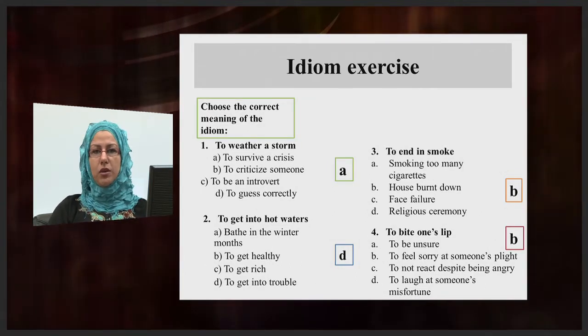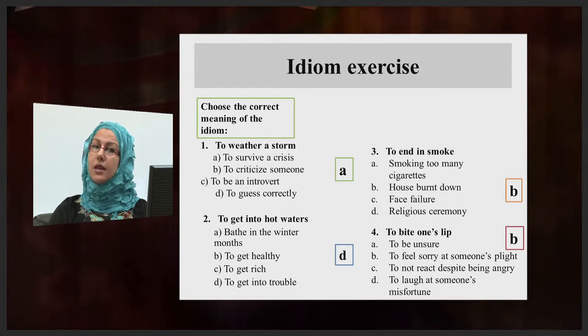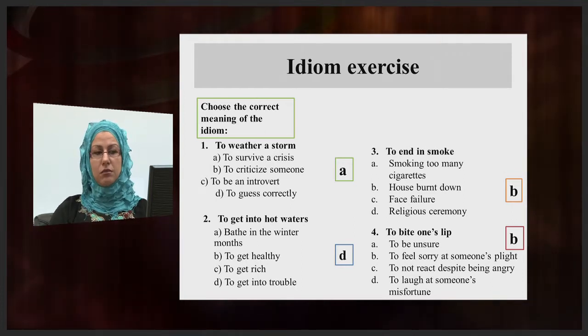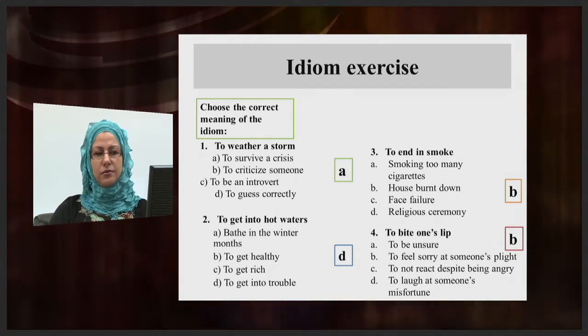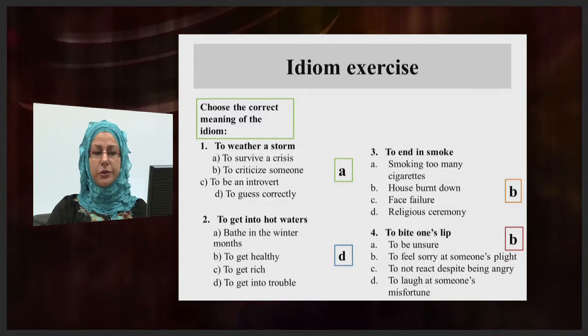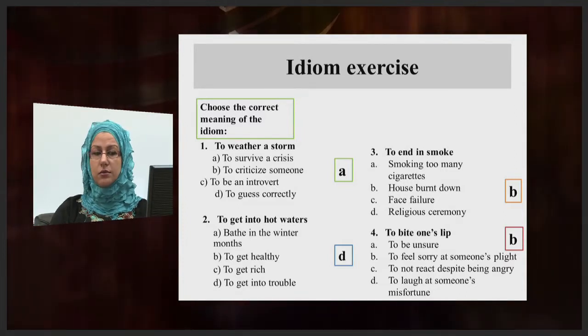To end in smoke. After that incident, the house ended in smoke. Does that mean smoking too many cigarettes? Or a house burned down? Or face failure? Or religious ceremony? It's an incident. After that incident, the house ended in smoke. It's an incident that ended in smoke. We might think of some kind of logical relationship here, which helps us guess that it is B, the right answer. The house was burned down.